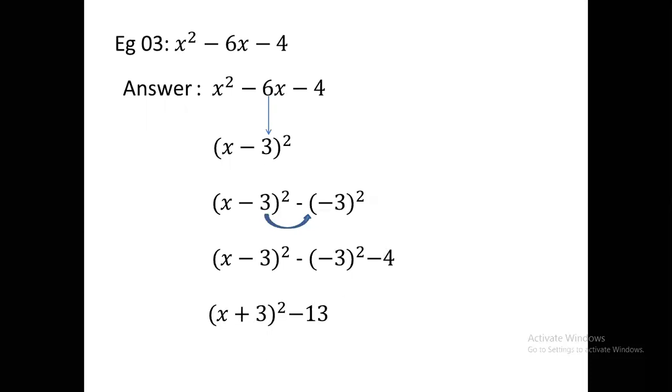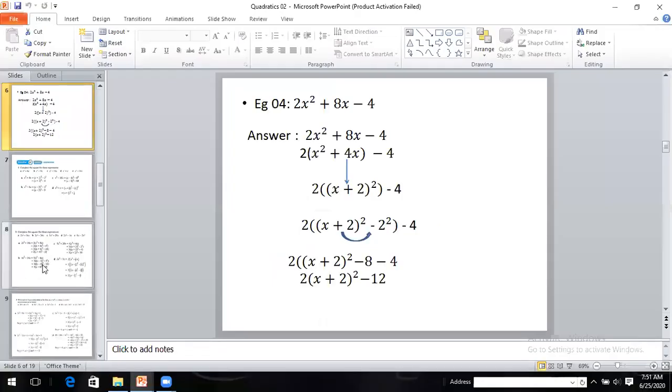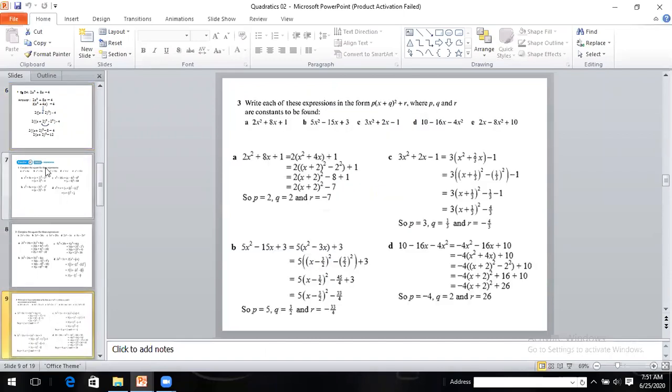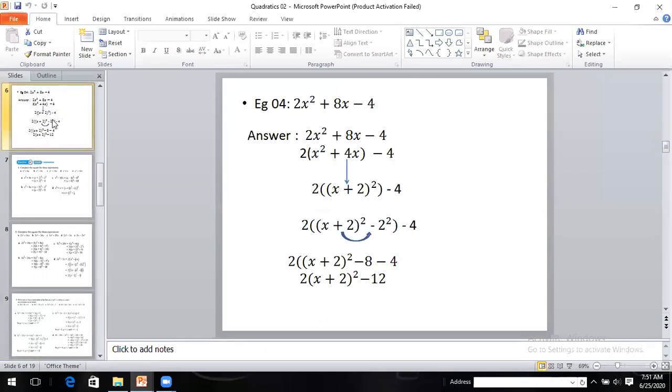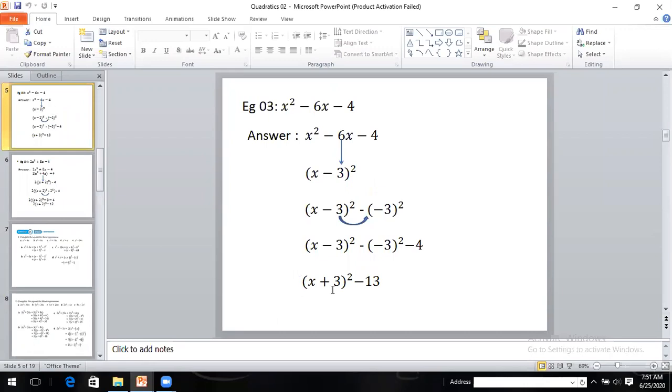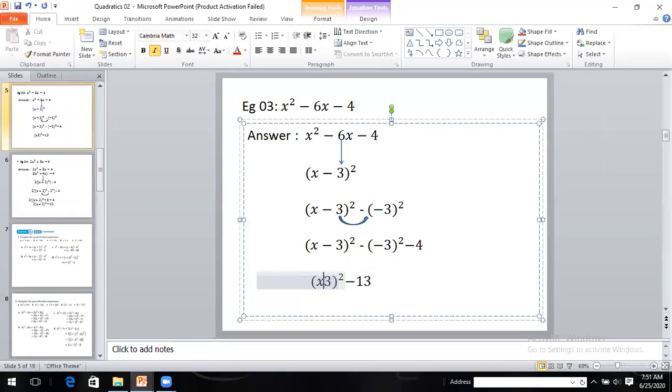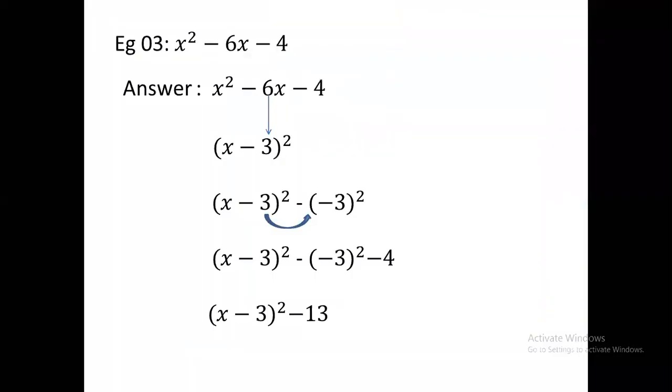So the completed square form of x squared minus 6x minus 4 would be (x minus 3). This is not plus 3. This should be minus 3. I think there's a small mistake. Yes, this should be minus 3, right? Then again, it goes back to the question.